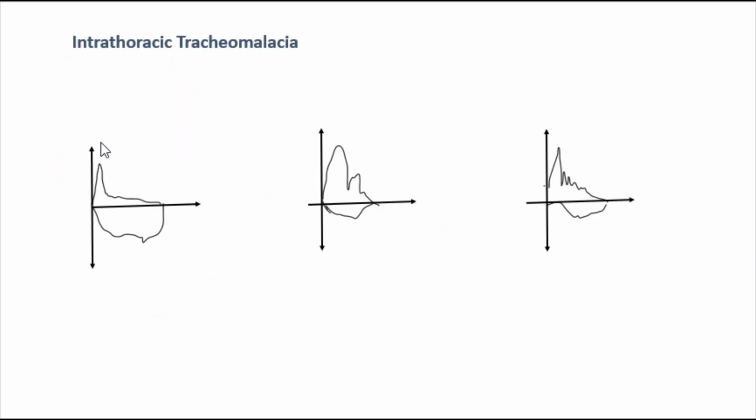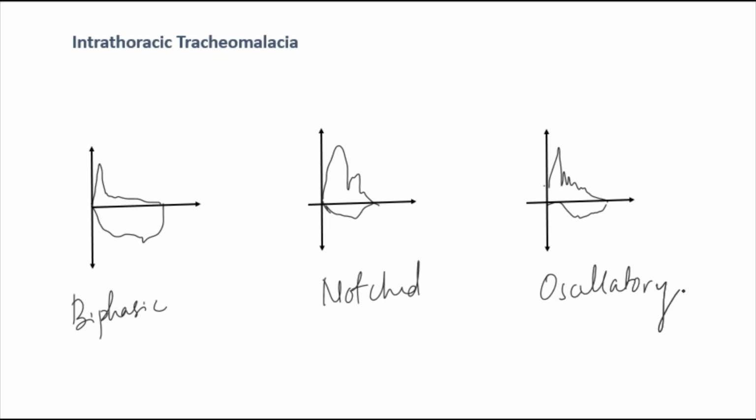Next, we are looking at intrathoracic tracheomalacia. This is not very important to know at UG level, but just to give a preview of what it looks like. There can be many patterns. This is biphasic pattern. This is notched pattern in case of intrathoracic tracheomalacia, and this is oscillatory pattern. It's not very important to know at this level, but just to give a preview.